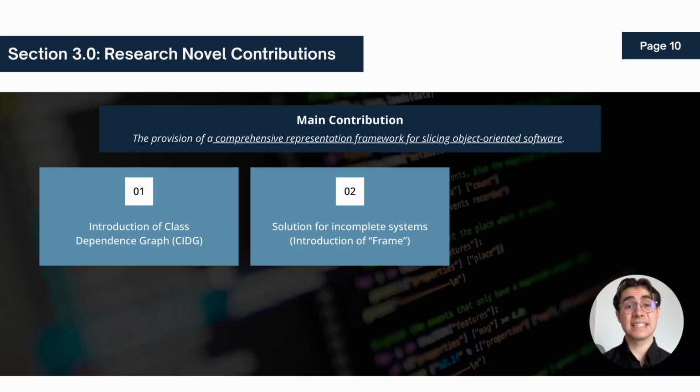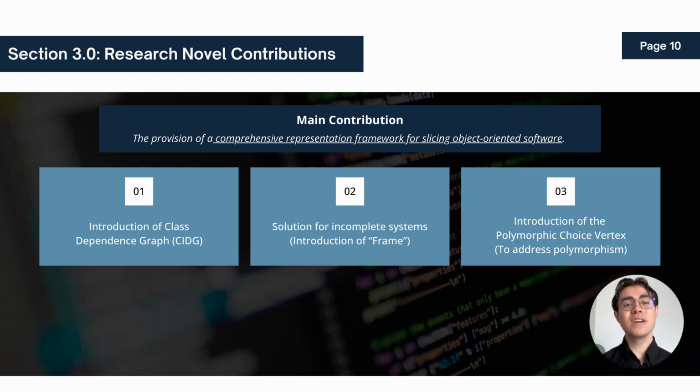And in 1996, this was genuinely new at the time. Secondly, or should I say thirdly, they address polymorphism through something called a polymorphic choice vertex. When a method call could go to multiple destinations at runtime, this vertex represents that dynamic choice in a static graph. So all possible destinations are included in the representation.